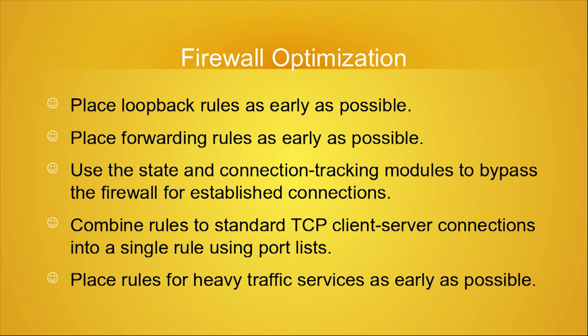Similarly, since you are not going to do any processing with the forwarding rules, keep them as early as possible. The delay from the time you capture the packet and send it to someone else should be as minimal as possible. That is why you have the second rule. So these are all essentially common sense. If you want to do it much faster, use the state and connection tracking modules to bypass the firewall for established connections. So that is the third one.